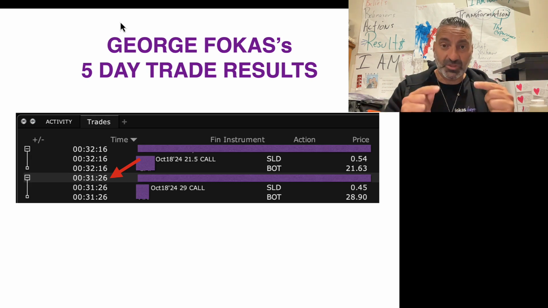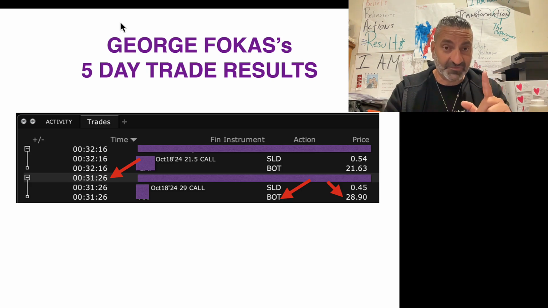If you look at the lines with the time, exactly the same. So BOT, I bought the stock. How much did I pay for it? $28.90. I created a contract to sell in 5 days' time, this Friday. So I sold a contract to the market and it paid me 45 cents. So I received 45 cents.